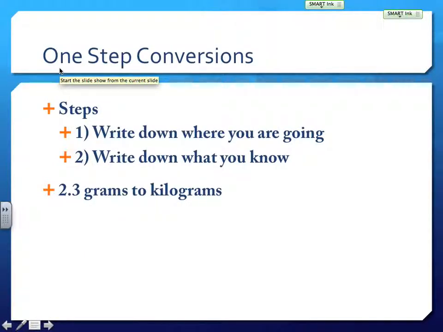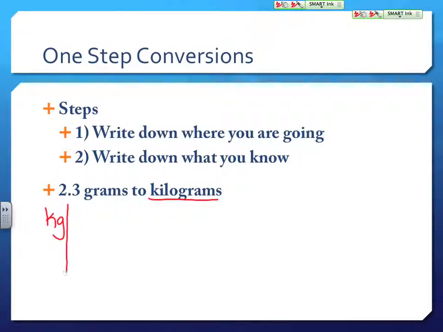Alright, what we're going to go through in this is the one-step conversion. When you're doing any kind of conversions, you have to remember you need to know where you're going and where you're starting. So you need to know what you know. In this case, we are going to kilograms. So we write down kg, because that's the abbreviation for kilograms, and we write down our railroad tracks. Remember, that's so we can keep track and look back to see where we're going.